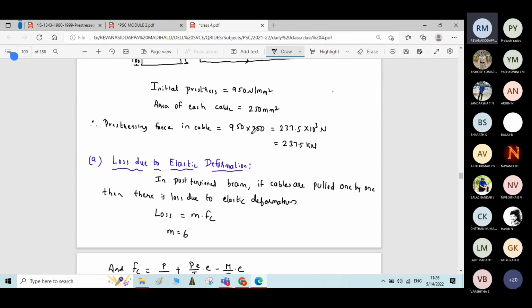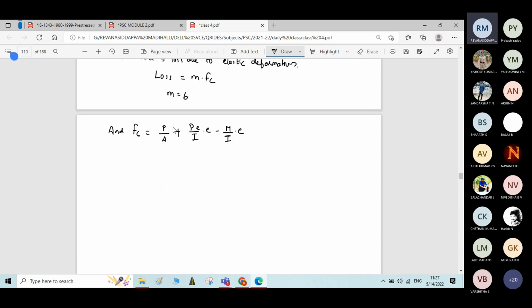Force P is given, correct? Force P is given. Sorry, we have calculated, that is 237.5 kilonewton. P is equal to 237.5 kilonewton, which is 237.5 into 10 power 3 Newton.